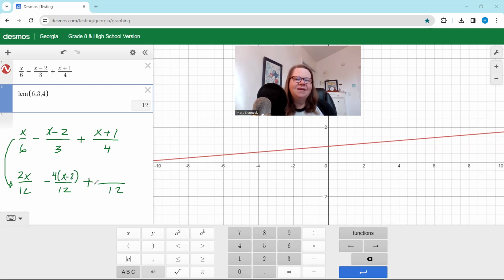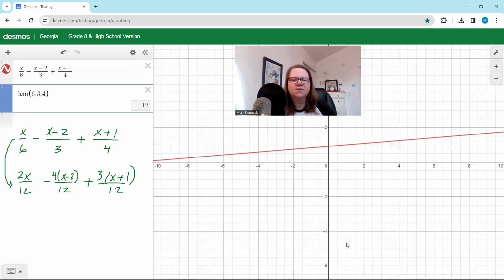And then plus, how do you go from 4 to 12? Well, you multiply by 3. So 3 times x plus 1. Okay. So we understand that all of this is over 12. So let me minimize that so we have more space. So I know that all this is going to be over 12. And I'm just going to clean this up a little bit.